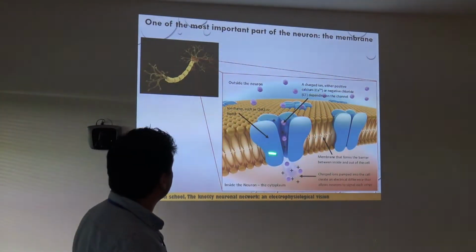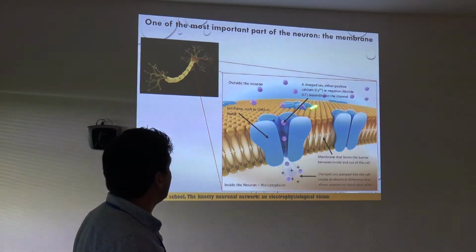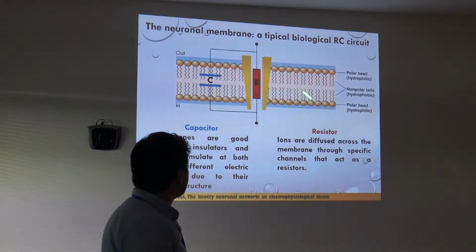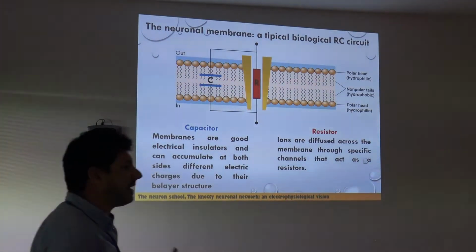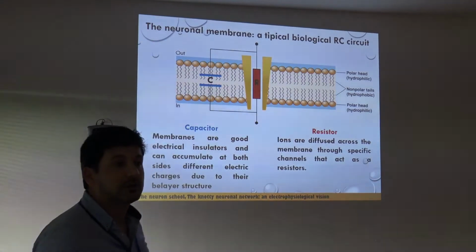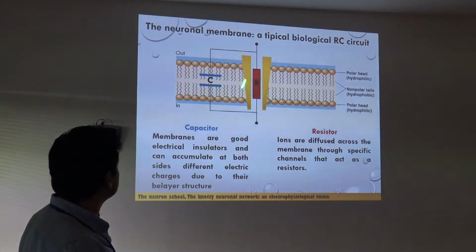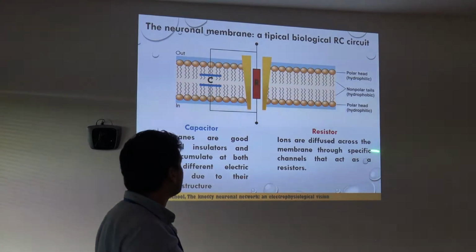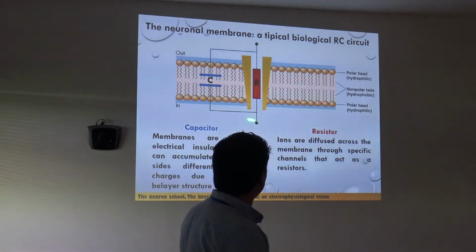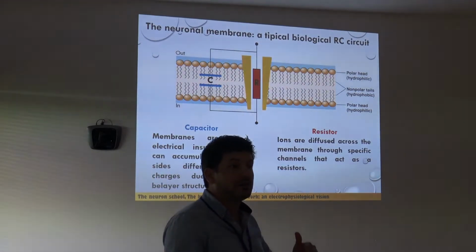There is the plasma membrane. As you can see, the plasma membrane is a bilayer in which you can find some receptors or channels that make the membrane permeable to selective ion currents. Try to imagine the membrane as a simple electric circuit composed of a resistor and a capacitor. Why resistor and capacitor? Because the membrane has a bilayer structure that is able to accumulate different electric charge at both sides. And why resistor? Because ions diffuse across the membrane through specific channels that act as resistors. So if you have a lot of channels open, you have a low resistance in your membrane.